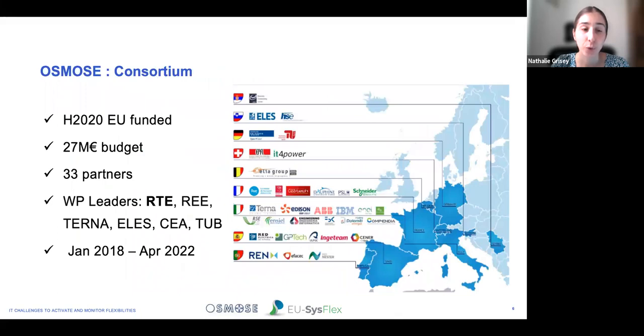Our project is an H2020 project funded by the European Commission with a 27 million euros budget, and 33 partners from 9 countries, as you can see on the picture, with TSOs, industrials, and academic partners. The work package leaders of our project are RTE, Electrica, Terna, ELES, CEA, and Berlin. We started in January 2018, and the project will end in April 2022, so next year. We are entering our final year, basically.